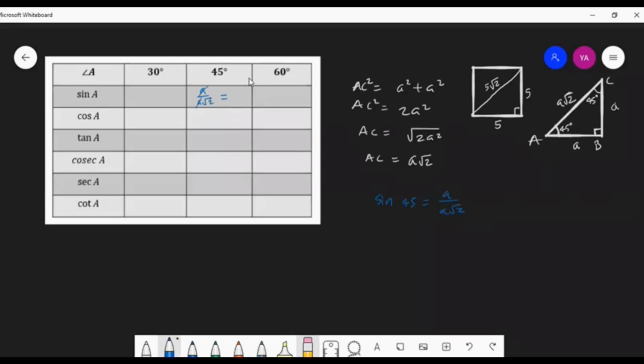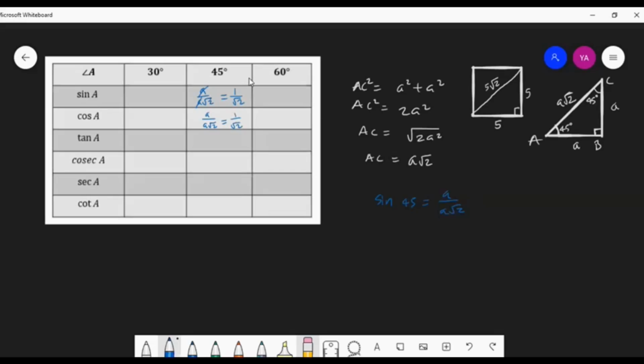So what will be sin A? 1 by root 2. Yes, 1 by root 2. Okay, then what will be cos A? Here cos 45 is a by a root 2, a by a root 2, same, right? Same. Okay, so we'll get 1 by root 2, same.